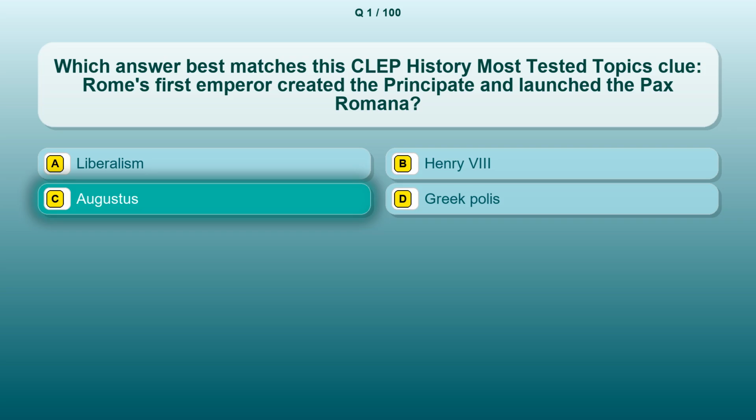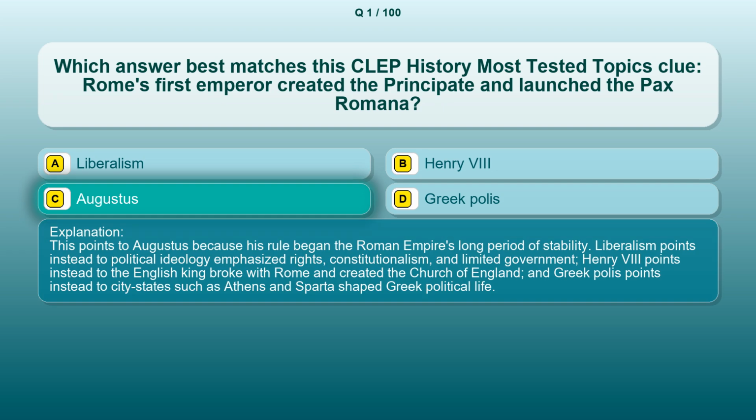The correct answer is option C. Augustus. This points to Augustus because his rule began the Roman Empire's long period of stability. Liberalism points instead to political ideology emphasized rights, constitutionalism, and limited government. Henry VIII points instead to the English king broke with Rome and created the Church of England, and Greek polis points instead to city-states such as Athens and Sparta shaped Greek political life.